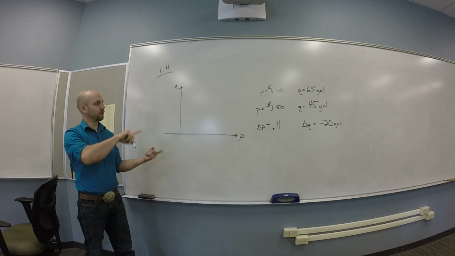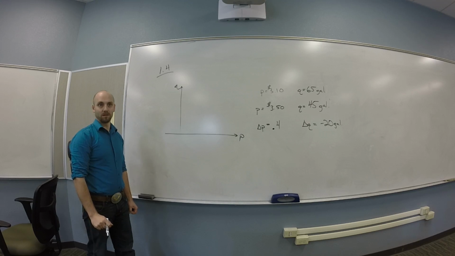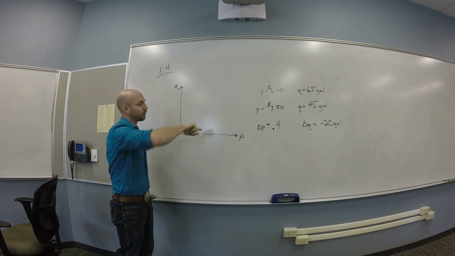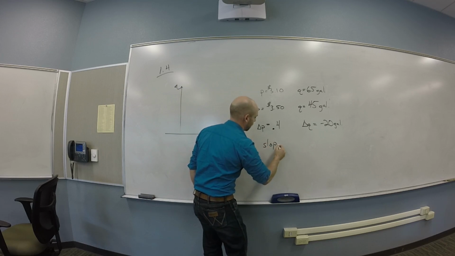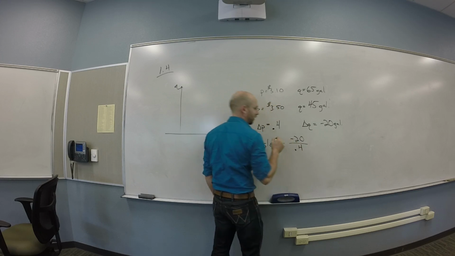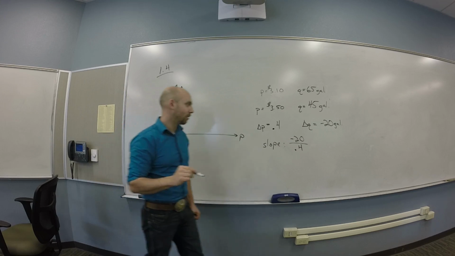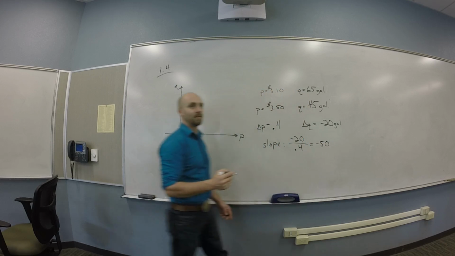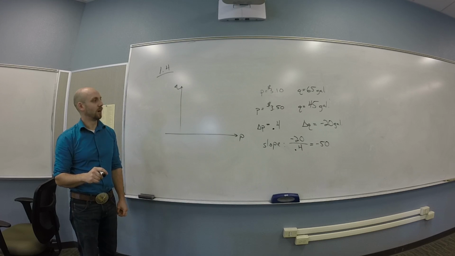Okay, and so which one do I divide by the other one? Doesn't matter. Change in Y over change in X, so change in Q over change in price, or change in demand per change in price. So your slope then is negative 20 divided by 0.4, which a little back of the brain will get you negative 50. Okay, cool. All right, so that's your slope.